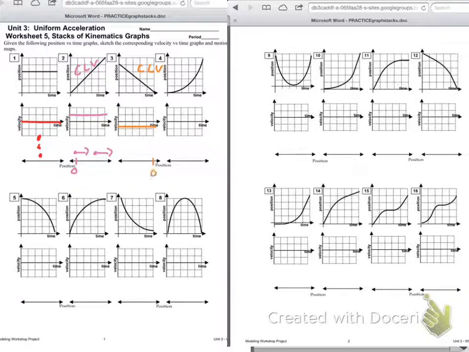So here we'll define 0. We have a negative constant velocity. So these arrows will be the same direction and magnitude.